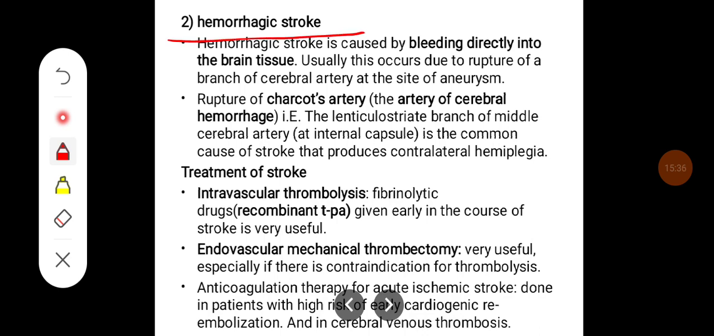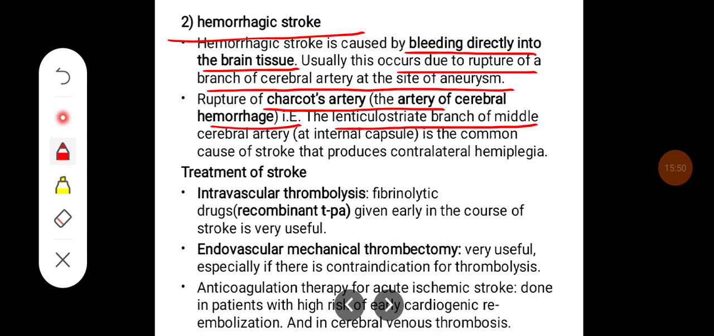Hemorrhagic stroke. Hemorrhagic stroke is caused by bleeding directly in the brain tissue. Usually this occurs due to rupture of a branch of a cerebral artery at the site of an aneurysm. Rupture of Charcot's artery, the artery of cerebral hemorrhage, that is the lenticulostriate branch of the middle cerebral artery, is the common cause of stroke, and that produces contralateral hemiplegia.